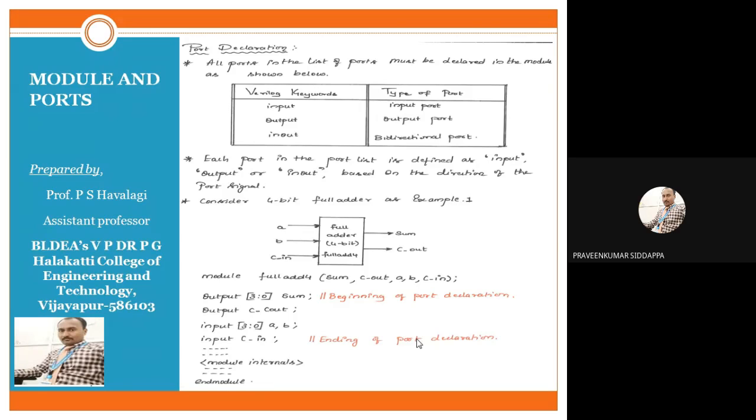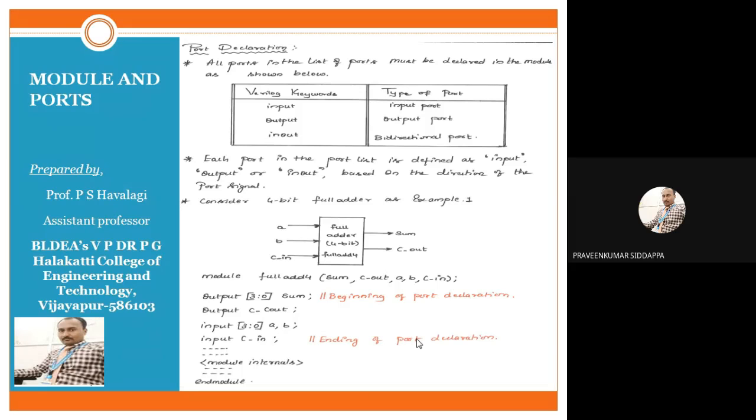In the second line, you can check: output [3:0] sum, output C underscore C out, next input [3:0] A comma B, input C underscore in. This is a 4-bit full adder we are writing. So output [3:0] sum is the beginning of the port declaration, and input C underscore in, you can check, is where all port declarations end. That is the ending of the port declaration. This one is about port declaration.